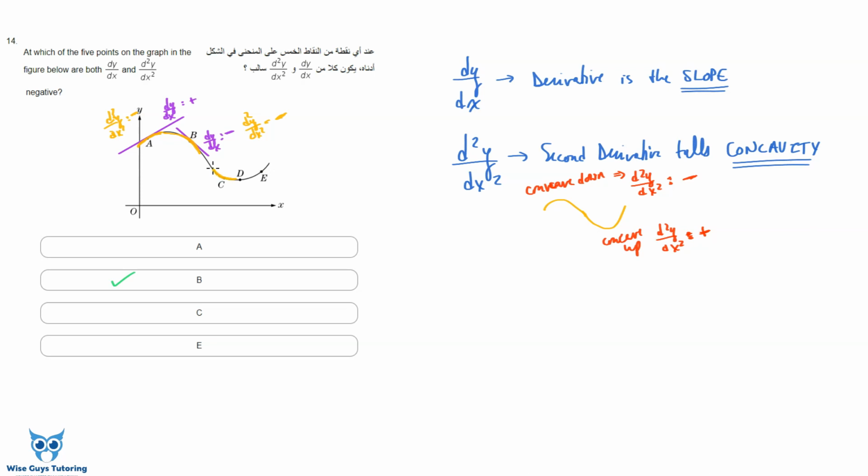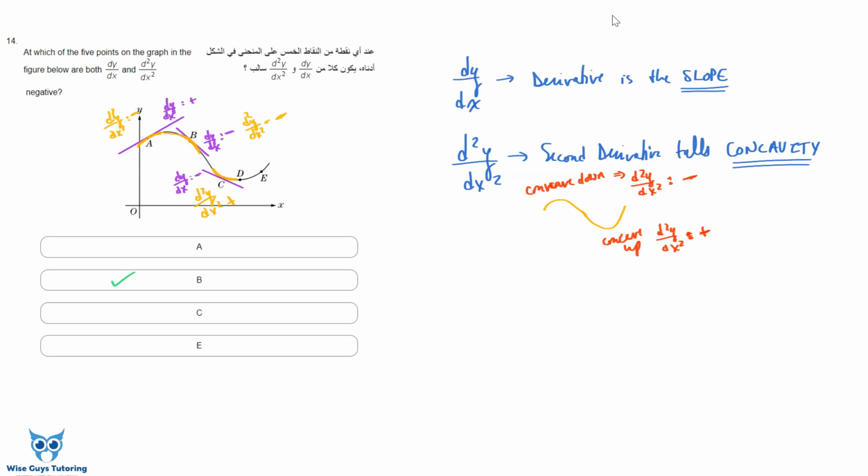Since he's on this part, the part that's facing upward, it's cupping upward. This is concave up, meaning the second derivative here is actually positive. His first derivative, which is the slope of the tangent at that point, since the line is going down, is actually negative. But alas, it's not enough because you need both to be negative.